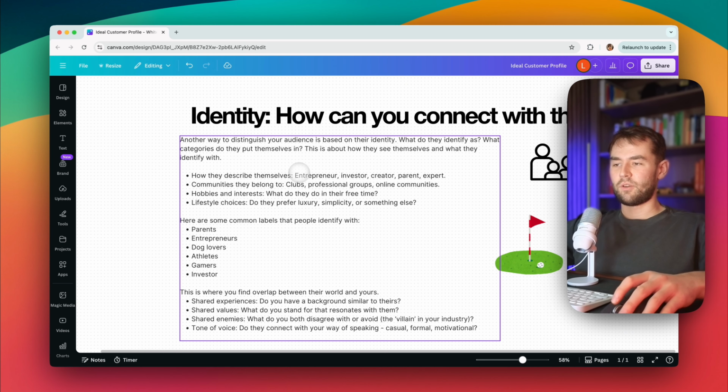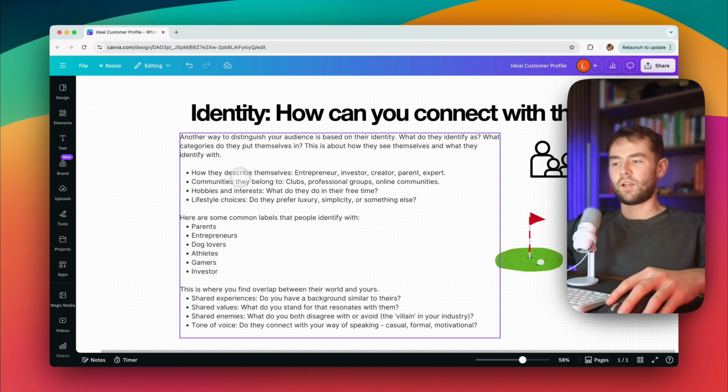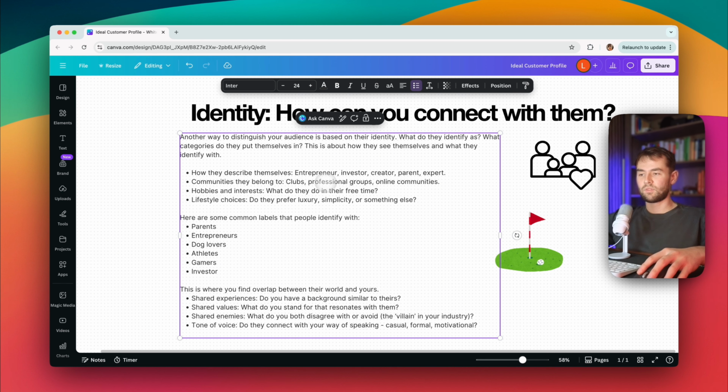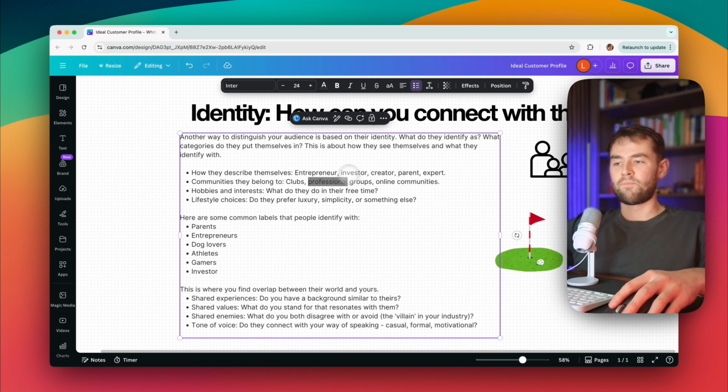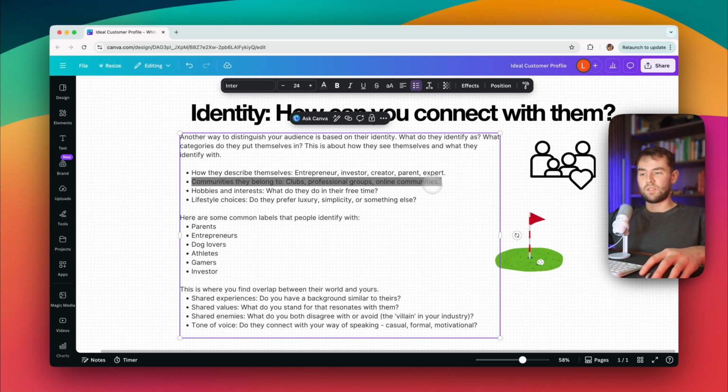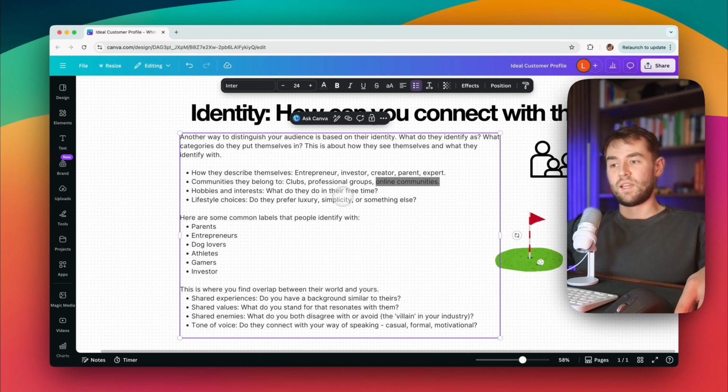I'm a golfer. Again, they might identify with communities they belong to. So like could be sports clubs, professional groups, industries like a police officer, online communities like people are into like Pokemon cards or gaming, stuff like that. Again, hobbies and interests. What do they do in their free time? What do they enjoy doing? What do they talk about online?